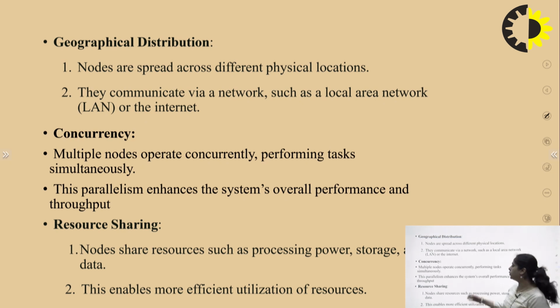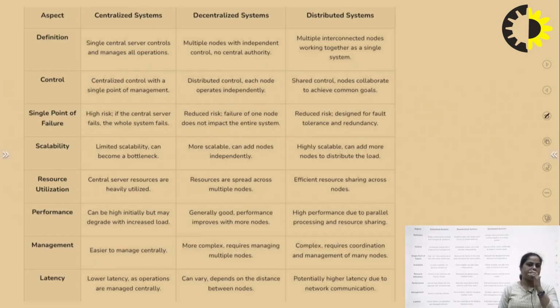Concurrency: multiple nodes operate concurrently, performing tasks simultaneously. There are multiple nodes located at different locations, operating concurrently and performing tasks simultaneously. There is sharing of access. This parallelism enhances the system's overall performance and throughput. Resource sharing: nodes share resources such as processing power, storage, and data. This enables efficient utilization of resources. Now, this is the difference between the centralized system, decentralized system, and the distributed system.